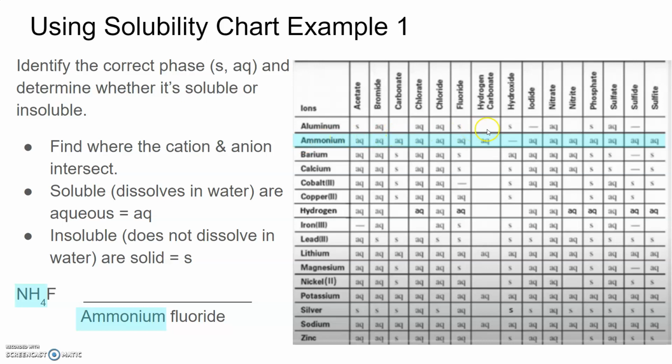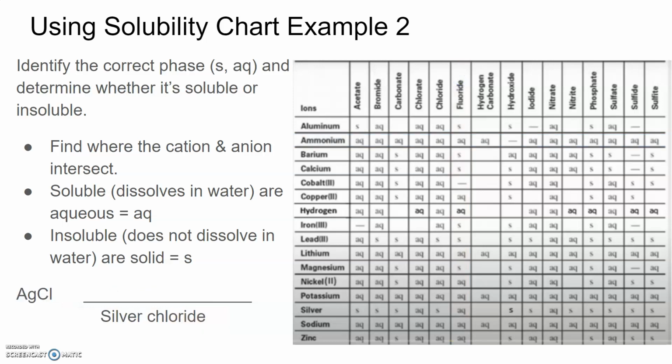So here we are. Now I need to find the anion, the fluoride, and for that you have to look along the top. And there we go. There's fluoride. And it says it's aqueous. So that means that this is soluble in water.